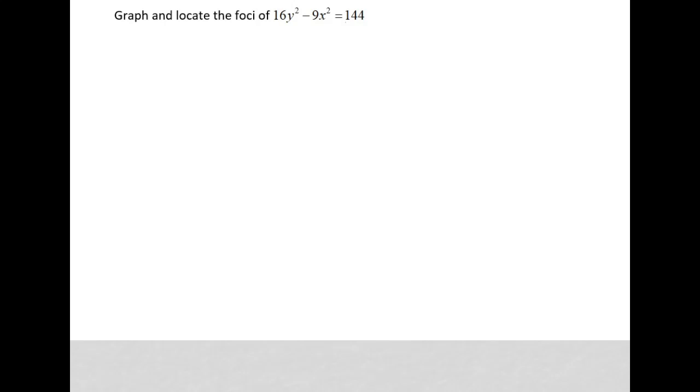Alright, so this question is asking us to graph and locate the foci of 16y squared minus 9x squared is equal to 144. Now you notice that there's a 144 on this side. We don't like that. It should be a 1. So the first thing we should do is divide everything by 144. By doing so, it does give us the 1 on this side that we like.